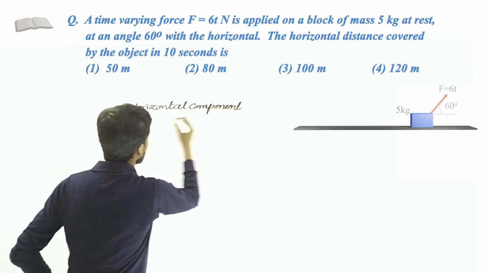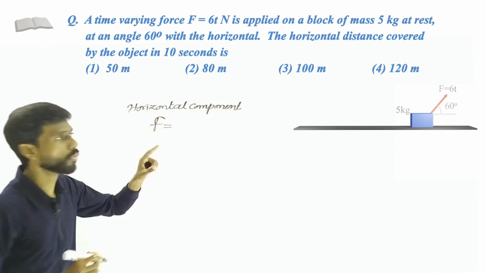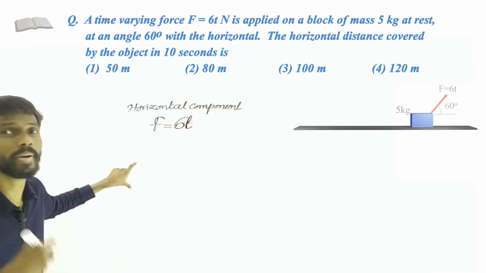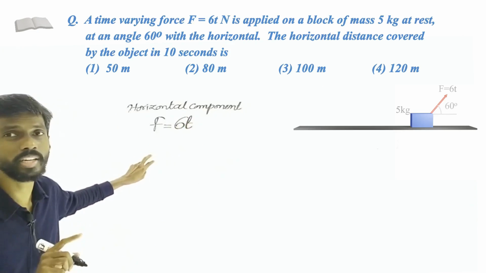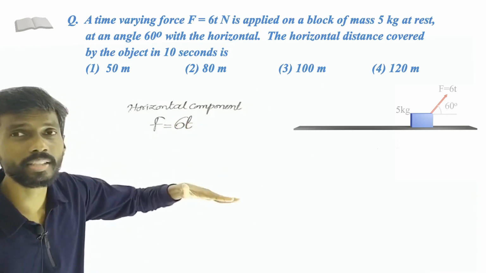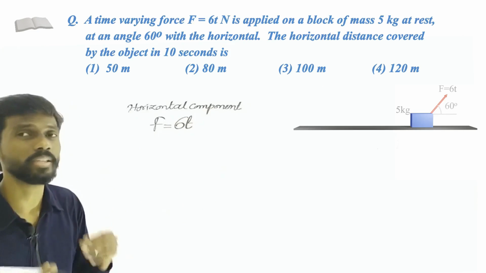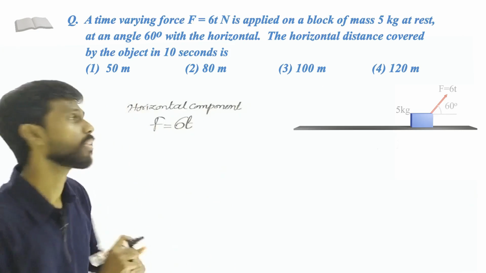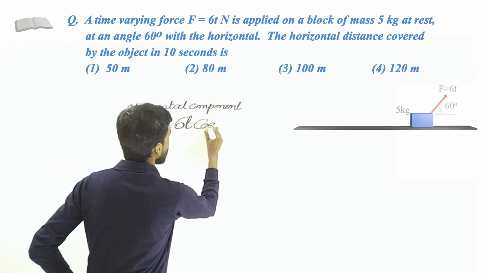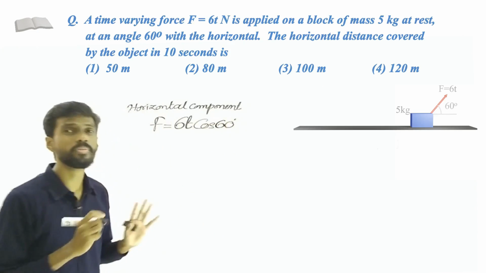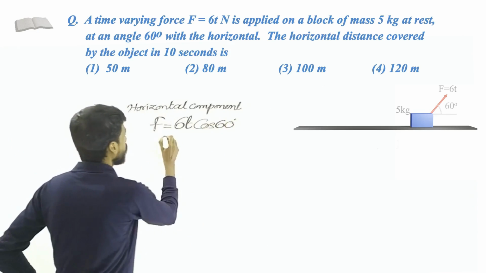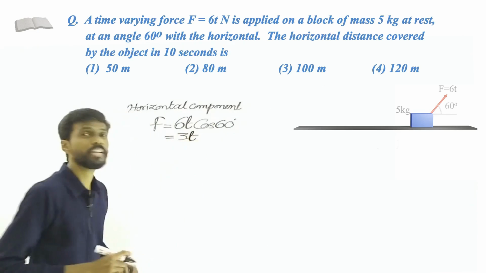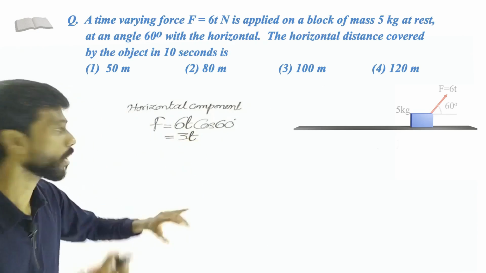The horizontal component of the force F equals, so the force is 60t, that is a time dependent force. But we need the force only in the horizontal direction, so multiply by cos 60. That is the way to take the component: multiply the vector by cos of the angle. Here the angle is 60 degrees, so multiply by cos 60 degrees. Cos 60 is 1 by 2, that means 30t. So that is the force acting in the direction required.